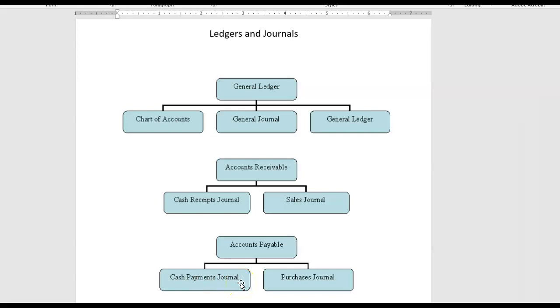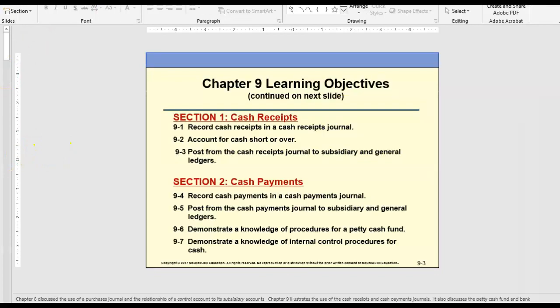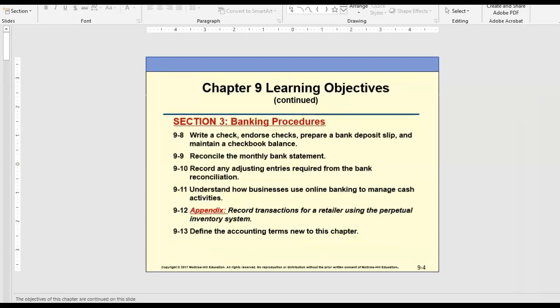Also, it's about using the petty cash fund, and it's about reconciling bank statements. So that's kind of like a summary. This little flow chart is posted under class notes in Blackboard, so it's there to look at. You can pull it up anytime. All right, so in this one, let's jump to the things that we're going to do.